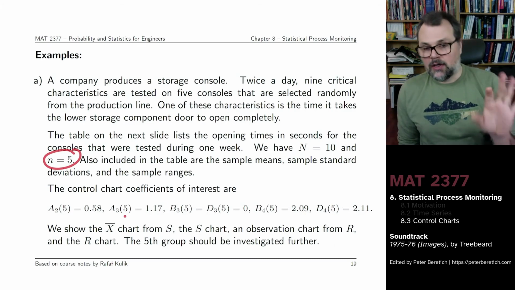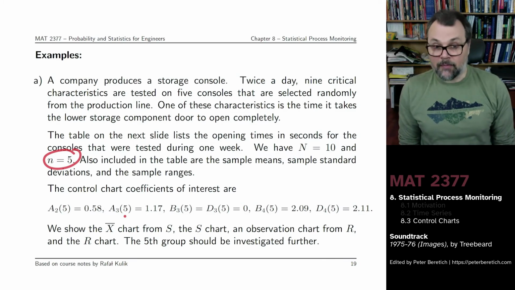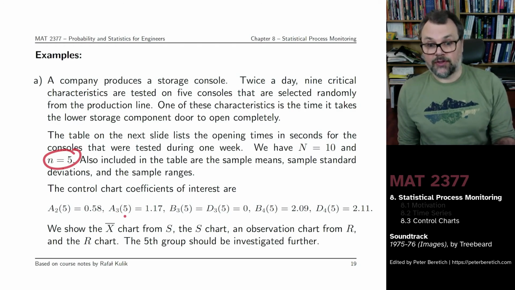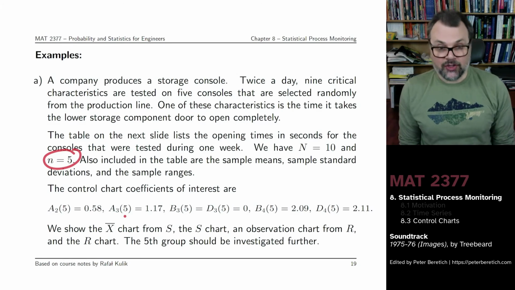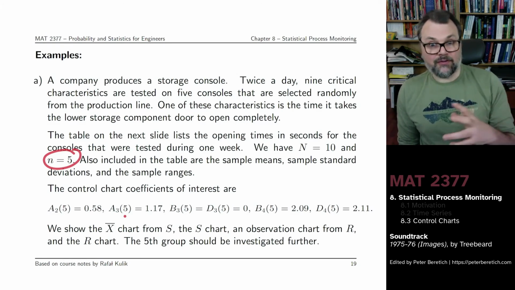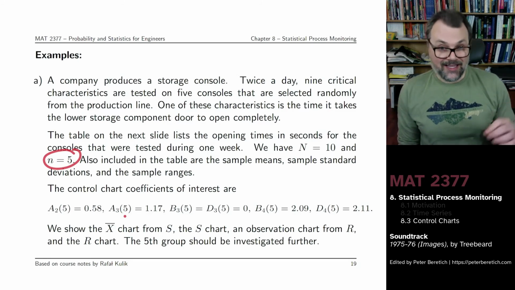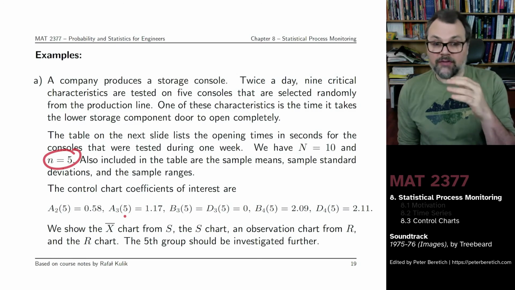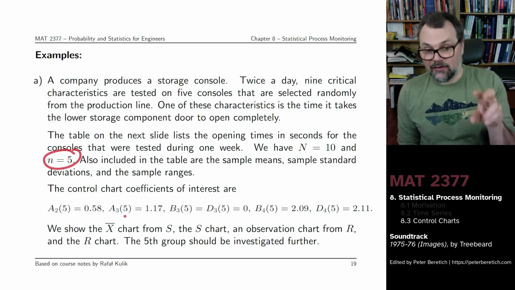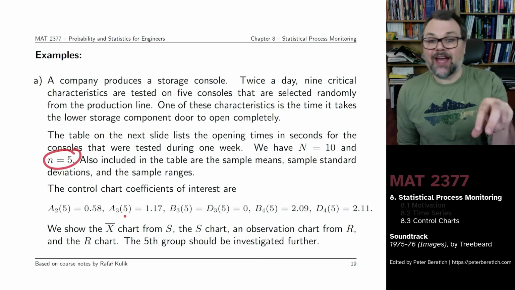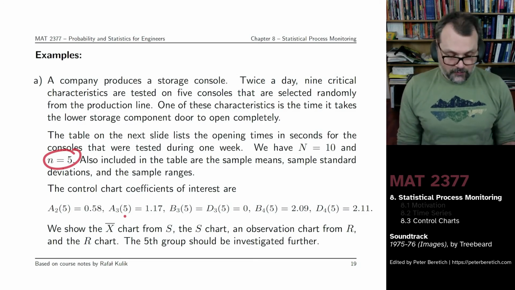We're going to build the control chart for the sample mean from the sample standard deviation. We'll also build an S chart, a chart for the sample standard deviation, and we'll build an observation chart for the sample mean from the range, as well as building a range chart. So there's 4 types of observations that we will monitor, hoping that we can identify when any one of these things is off kilter. And the conclusion we'll get is that the 5th group, so the samples from the 5th location, should be investigated further. Let's take a look at this.